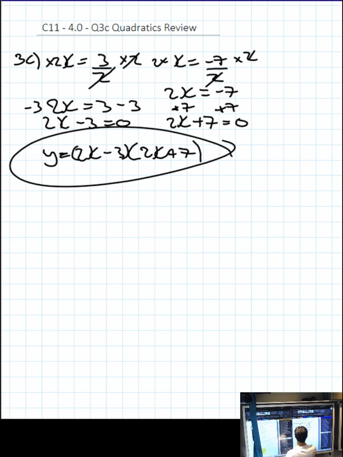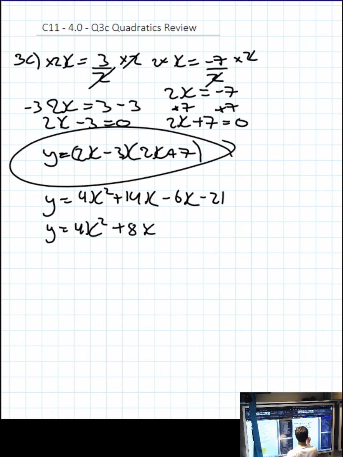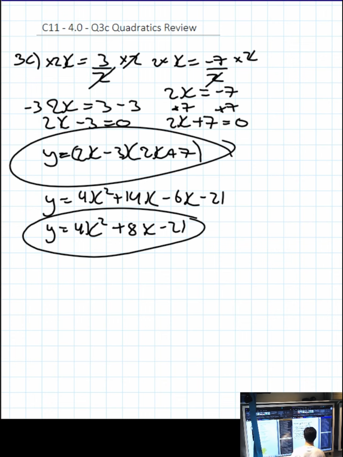y equals 4x squared, let's do all the steps, plus 14x, minus 6x, minus 21, and we'll combine like terms. y equals 4x squared plus 8x minus 21. Circle your answer. So let's just quickly rewrite the question.